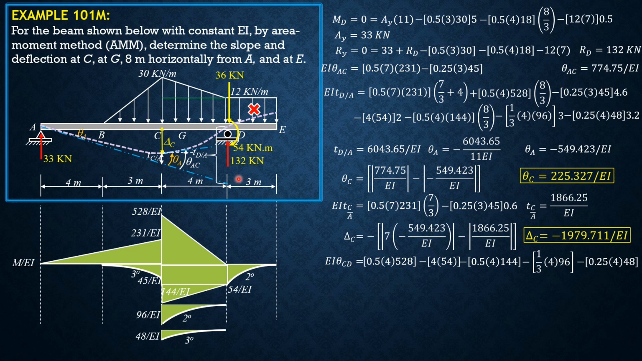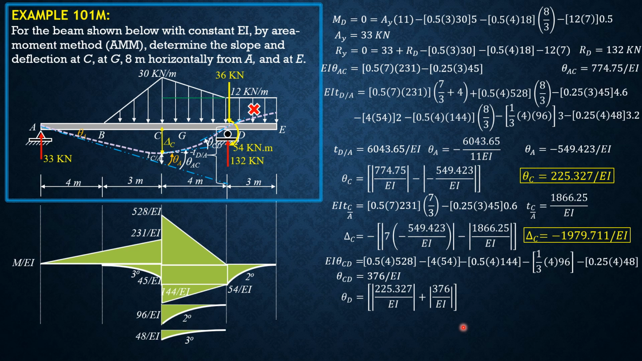So theta D, therefore, which is the angle that the tangent at D makes with the horizontal: the horizontal to tangent at C is theta C, then plus theta CD, that's theta D. Theta D is theta C plus theta CD, and it is sloping up to the right, so it is positive. So absolute value of theta C, 225.327 over EI, plus absolute value of theta CD, which is 376 over EI. So theta D is equal to 601.327 over EI.